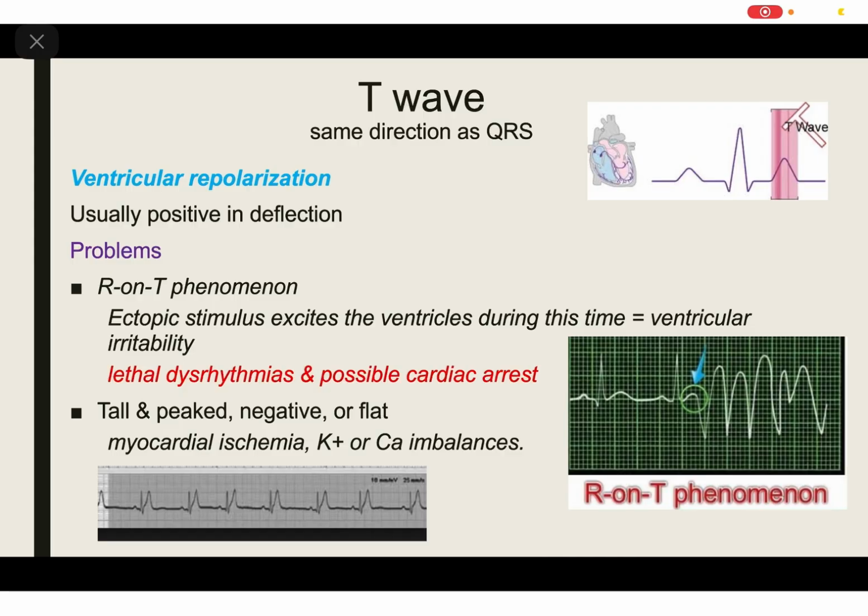Okay, so again, we have our T waves. Problems can be our on T phenomenon. Ectopic stimulus excites the ventricles during this time. Ventricular irritability, lethal dysrhythmias can happen, possible cardiac arrest. Tall and peaked, negative or flat: myocardial ischemia, potassium or calcium imbalances. So what they're saying is, if you're having big tall T waves, their electrolytes are probably jacked, and they are at high risk for lethal ventricular arrhythmias, because we have cations where they should not be.